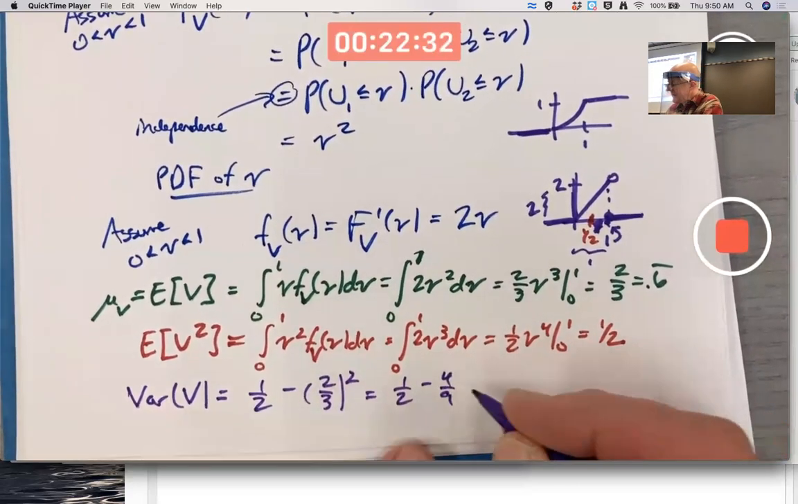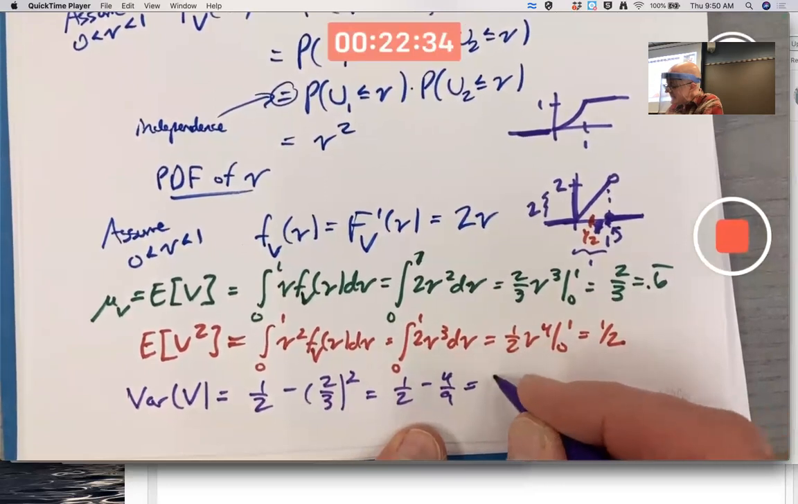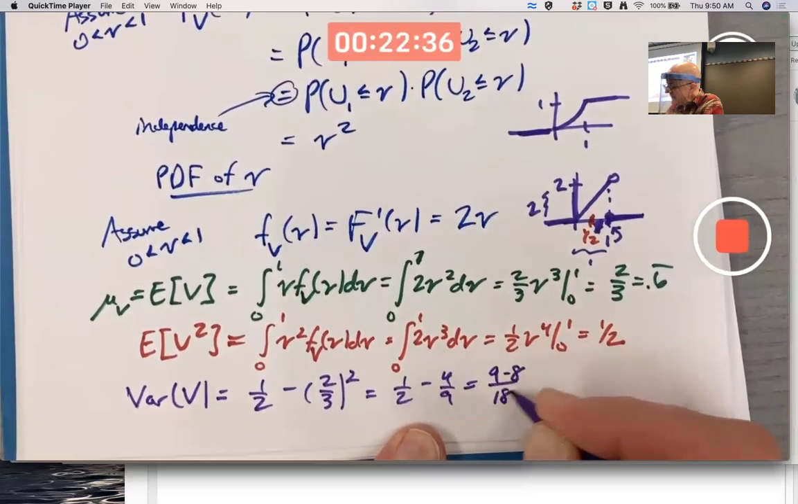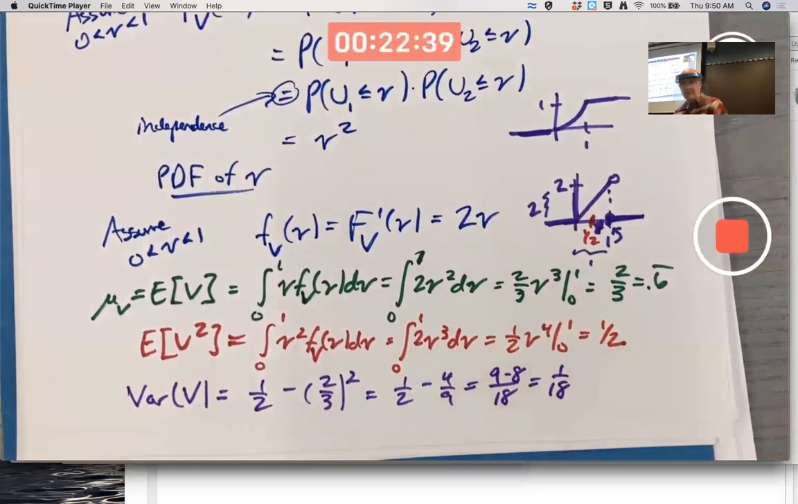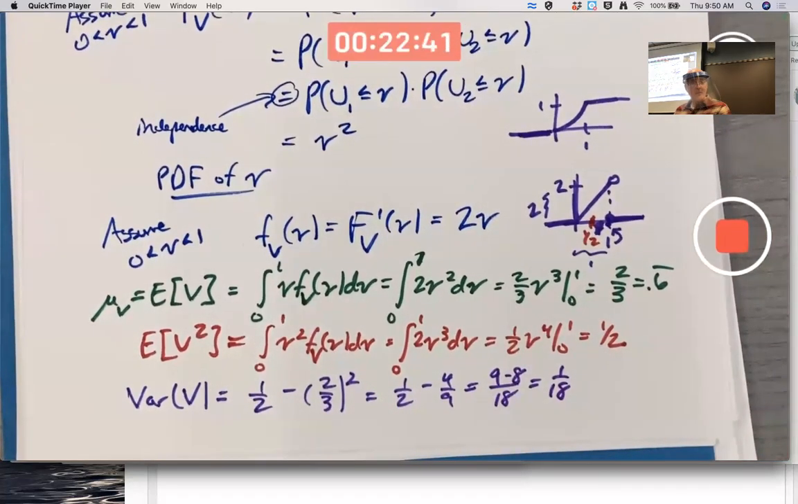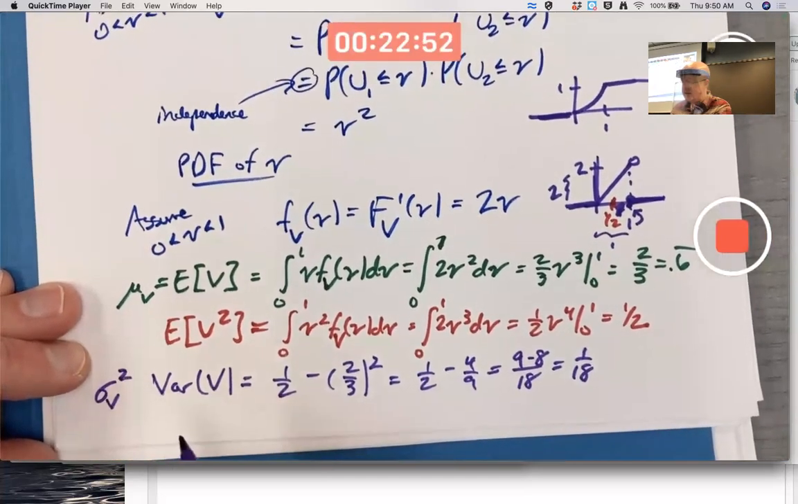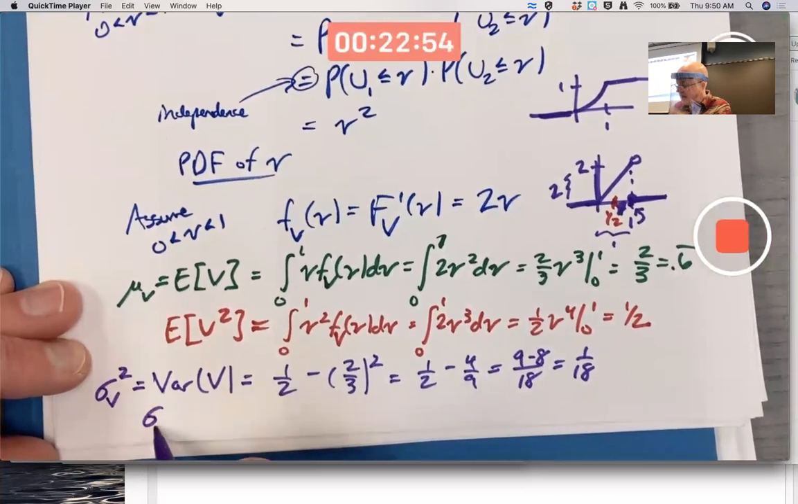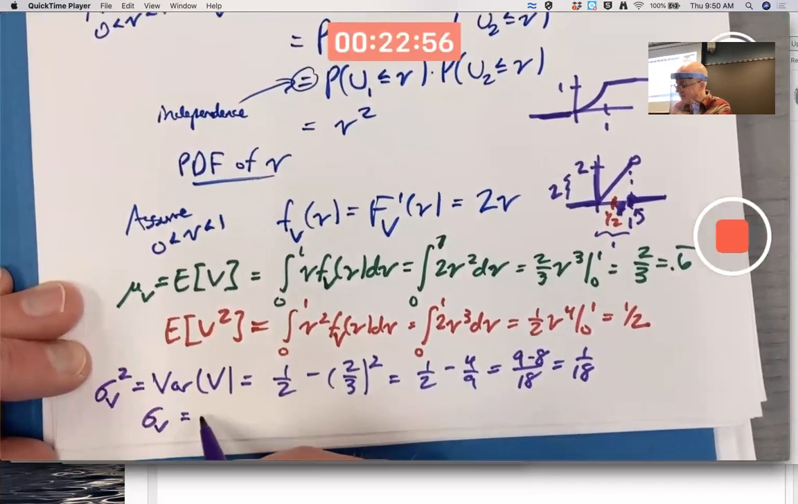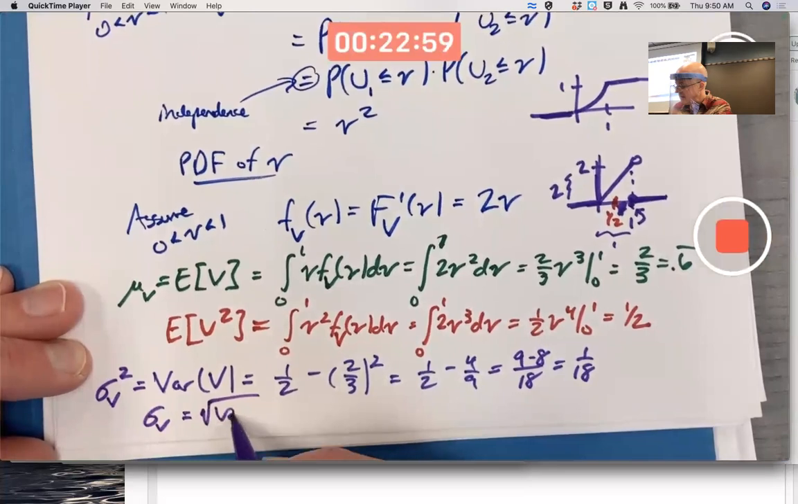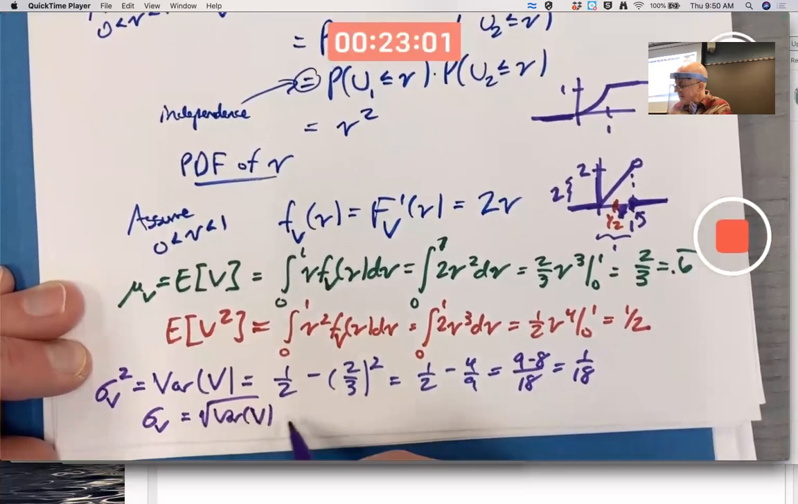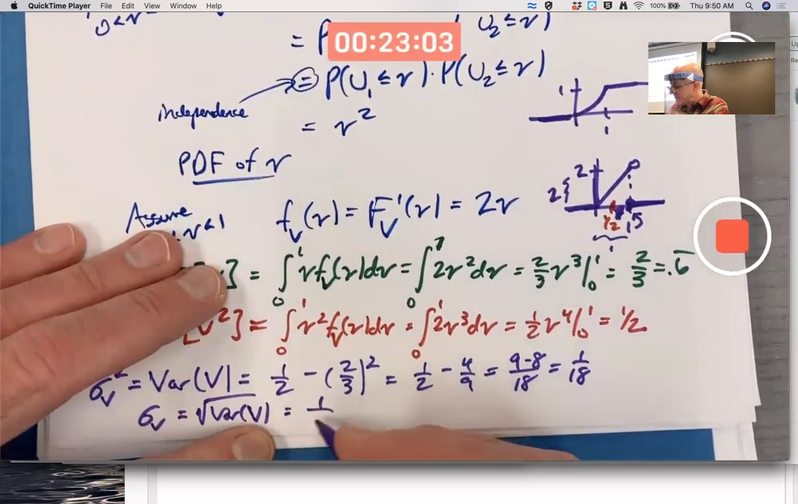Get a common denominator of 18. And 9 minus 8 over 18. Looks like the variance is 1/18, but did I make a mistake? I think that's good. Could also label that as sigma squared, sigma sub v squared. And then the standard deviation, sigma sub v, is the square root of the variance. That'll be square root of 1/18, which will be 1 over square root of 18.